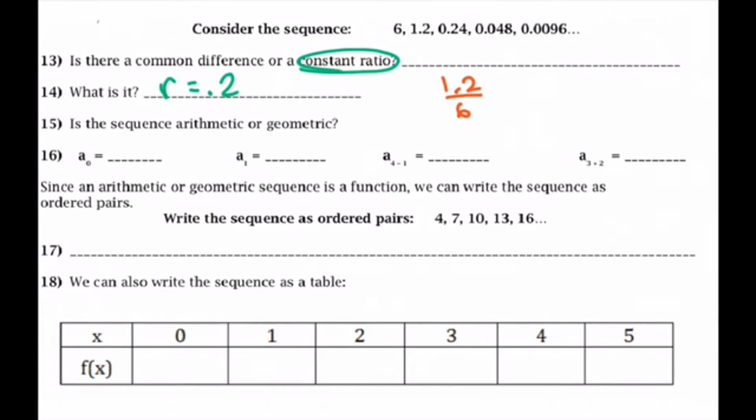Okay? But if you're ever in a place where you are not sure what the constant ratio is, you can just say 6 times what gives me the next term. And you can solve it. And you can find out what that number is. Okay? So that's what you do if you're stuck, if you can't see it.